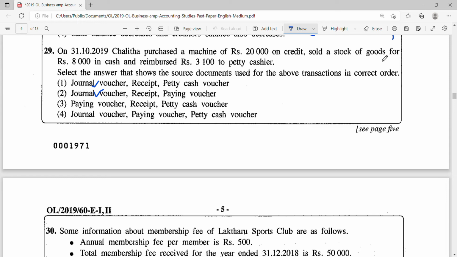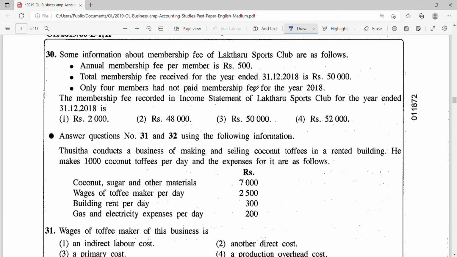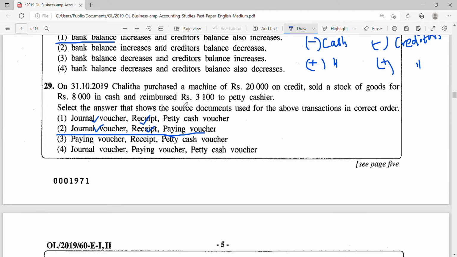Next, sold a stock of goods in cash. So, when you are selling something in cash, the source document is receipt. So, that's the same one mentioned in both answer 1 and 2. Finally, reimbursement to petty cashier. Now when you are paying your petty cashier for reimbursement, you will reimburse through paying voucher. So the correct answer here is answer 2. Petty cash voucher essentially comes when you have an expense. So here it's a reimbursement, so that's not the correct source document.